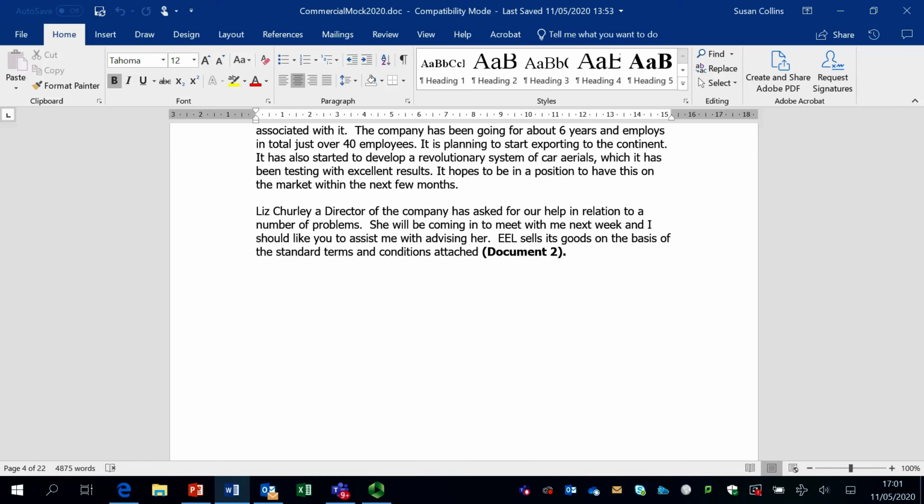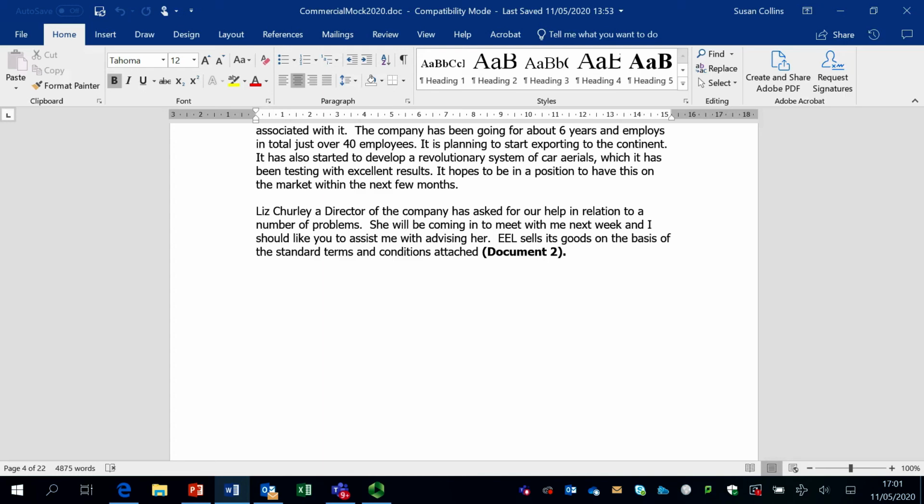It may not always be, however. It could be a set of terms and conditions in the advance. It could be another form of document of the kind that we've looked at before. So, for example, we've looked at agency agreements. It could be an agency agreement. We've looked at distribution agreements on the course, so it could be a distribution agreement.